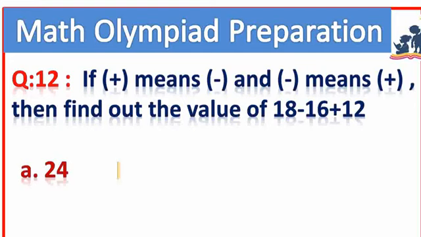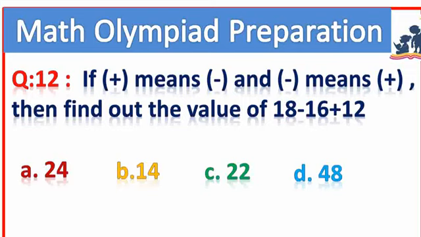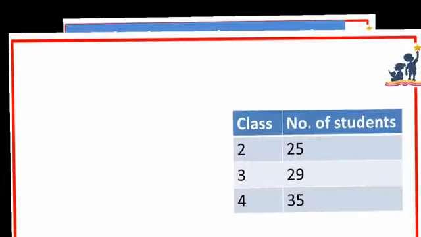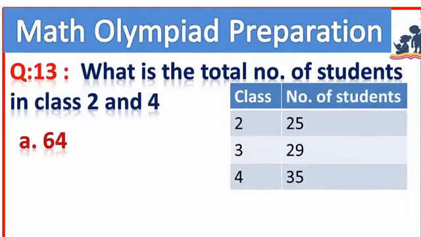Question number 12. If plus means minus and minus means plus, then find out the value of 18 minus 16 plus 12. 22. Very good. Here, when we change the sign, the solution becomes 18 plus 16 minus 12 is equal to 22. Very good.